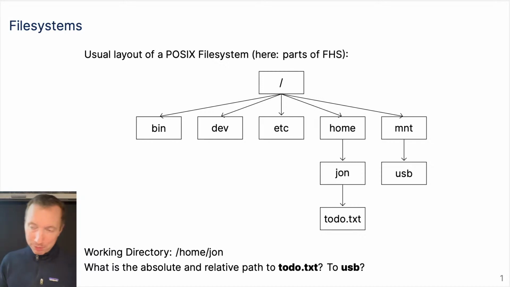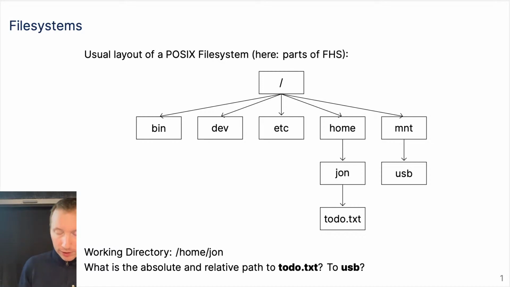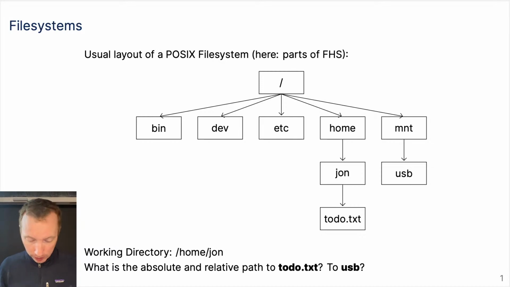So file system, you're probably used to this right now. A normal POSIX file system looks something like this. This layout of folders is actually a standard called the FHS, the file system hierarchy standard. According to the standard, you have to have a special root directory that starts with a slash. Within that directory are some defined directories that must be there, like bin, dev, etc, home, and mount. And then within those, you can create whatever files you want.